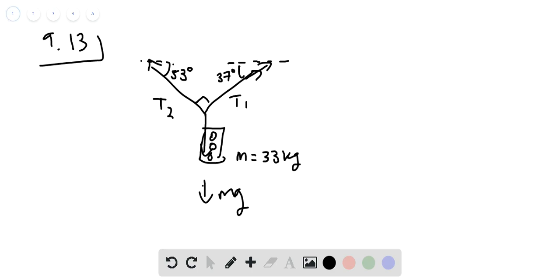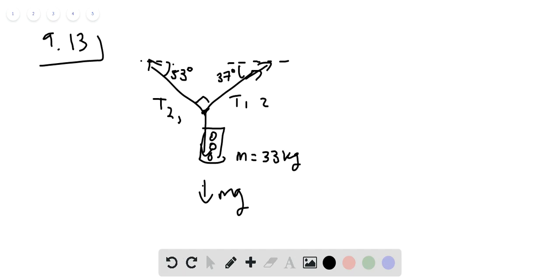So here's our figure, 53 degrees off the horizontal on the left, 37 on the right of the junction that holds up the light, and the stoplight's mass is 33 kilograms, and it will feel a weight of that multiplied by g, right? So the goal is to find basically the tensions, T1 and T2. You can name those either way, T1 and T2, whichever you prefer.